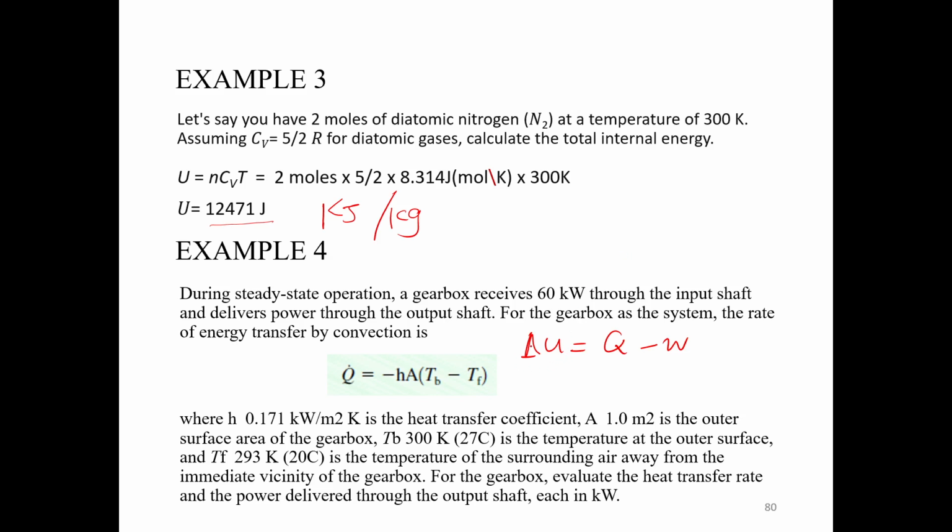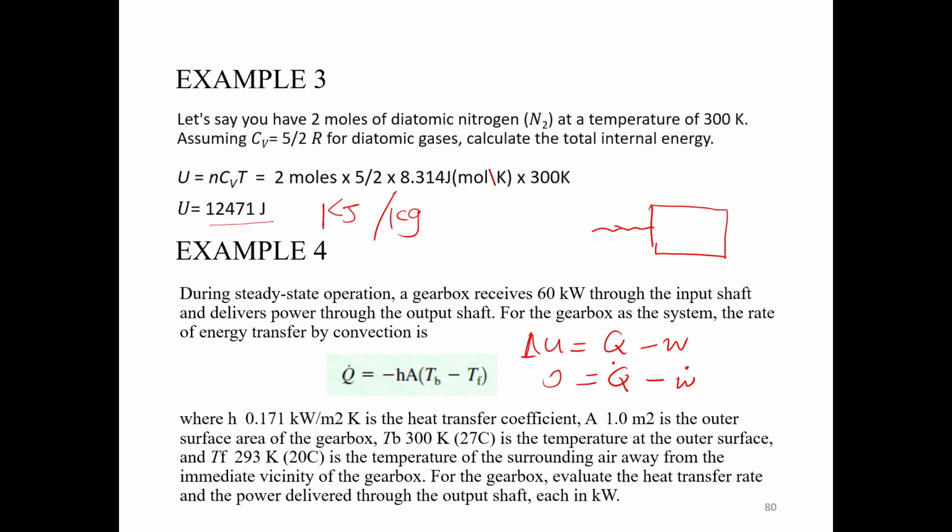Because this is steady state, therefore delta U equals 0. Therefore we can write 0 equals Q minus W. Basically Q is the heat transfer, and W is the work. Since we are given the rates, 60 kilowatt, and the Q dot here, we can say this as Q dot minus W dot, right?